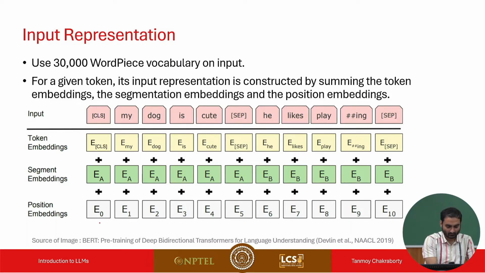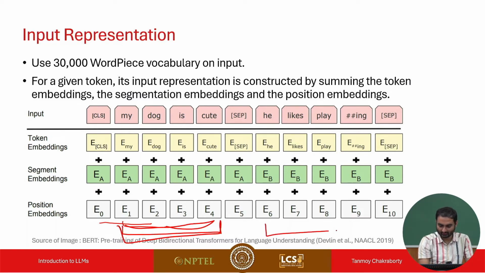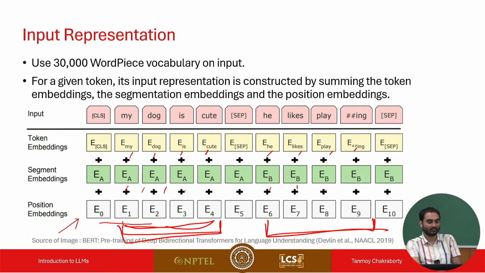Look here: E0, E1, E2, E3, E4. From this to this is one sequence, from this to this is another sequence. "My dog is cute. He likes playing." You have a positional encoding, and here they introduce another encoding called the segment encoding. Segment encoding just indicates whether a token comes from the first sentence or the second sentence. So this is segment A and this is segment B. So positional encoding, segment encoding.